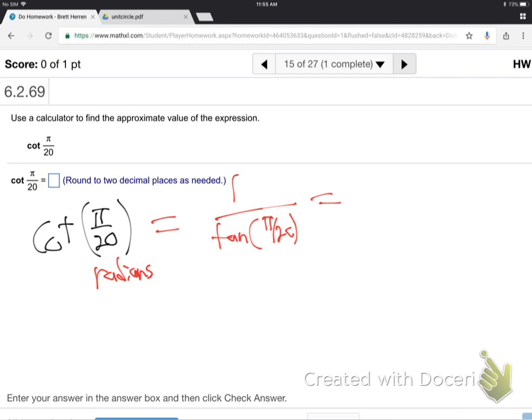And then hit 1 over tan. And you've got to hit the pi button. Don't just put in 3.14. You have a pi button. You've got to be more accurate than 3.14. It's located above the up arrow on the right edge of the calculator. Hit second pi divided by 20. And I'm getting 6.313. They want 2 places, so 6.31. Able to get that? All good?